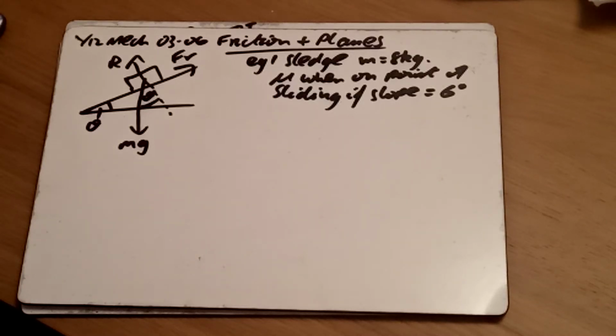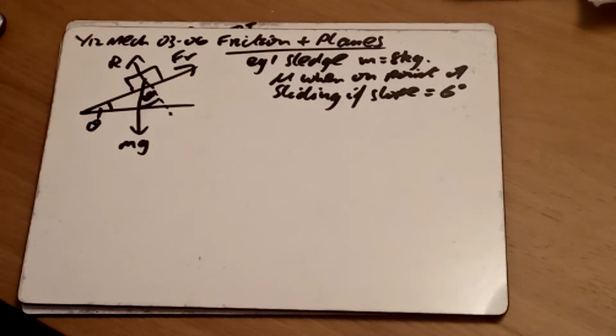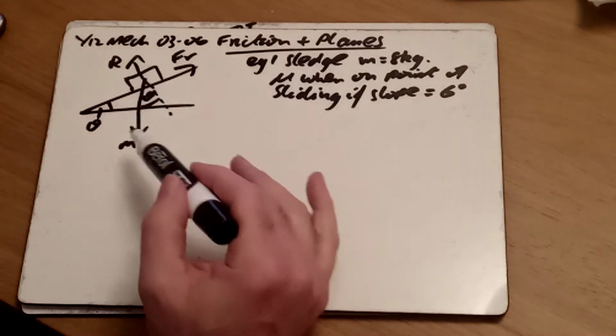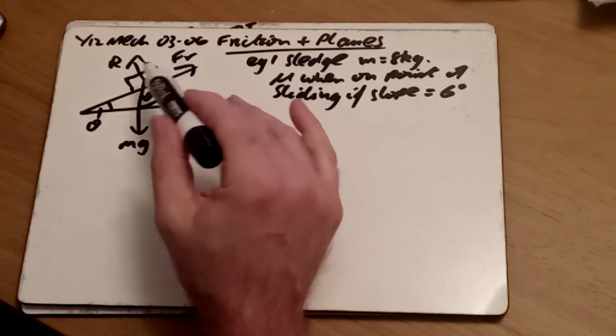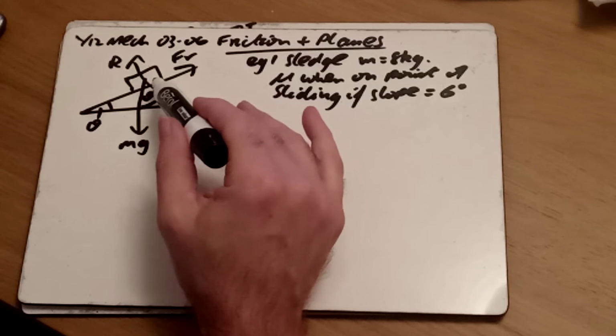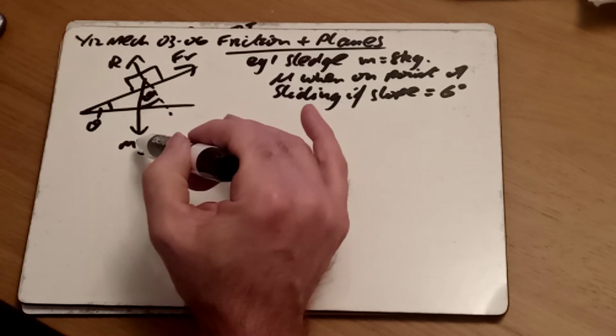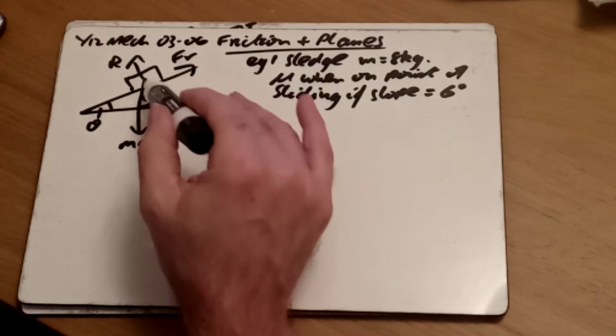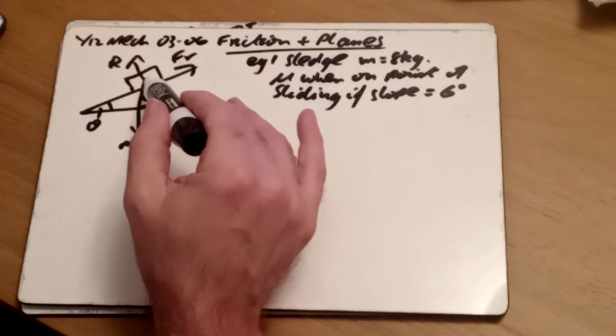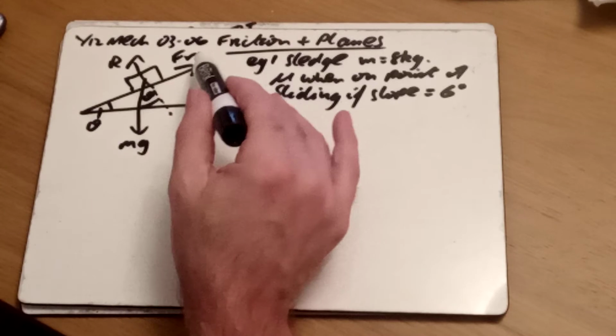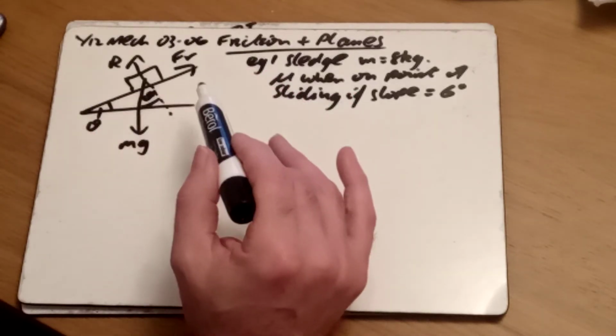Today we're going to be looking at friction in planes. So it's exactly the same as before, but with the added difficulty of dealing with an angled plane. This is our basic setup of a particle, body, whatever you want to call it, on an angled plane. It's got a mass of m kilograms, so a weight of mg. There's a reaction force acting perpendicular to the surface, and a friction force preventing it from going down the plane.